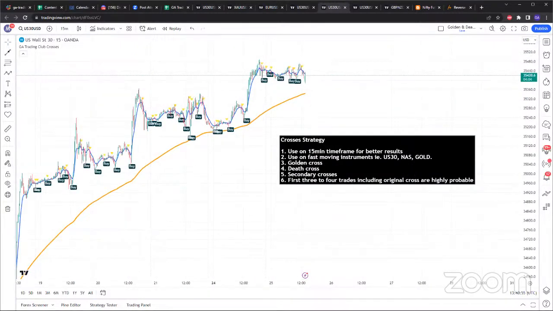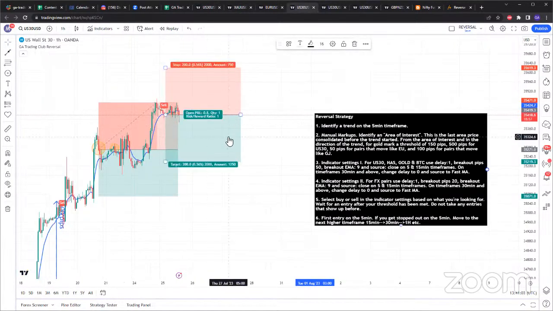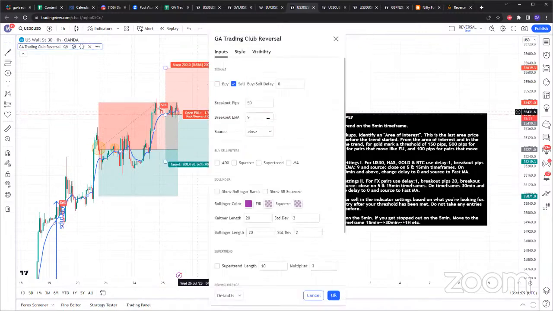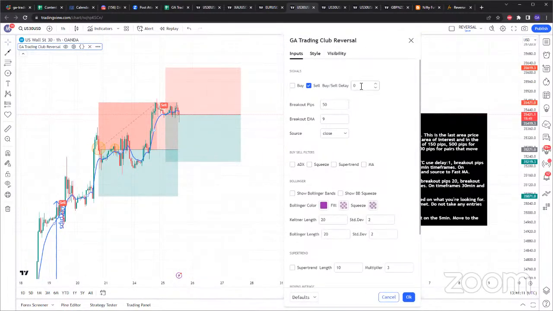Yeah, you said you're still waiting for the hourly reversal on US30? No, I'm in the hourly reversal already. I entered yesterday. Oh, I didn't see the hourly signal. So it's hourly. Whether you use the close or fast moving, just make sure your buy or sell delay is set to 0 and not 1.